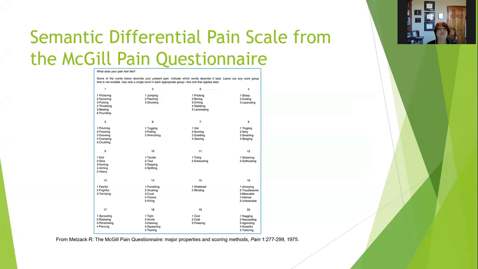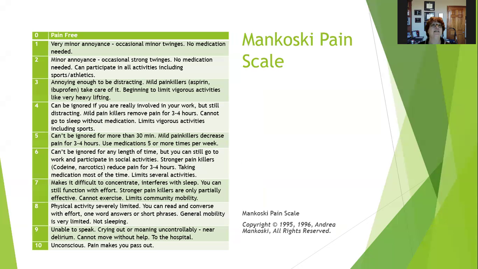The semantic differential pain scale from the McGill Pain Questionnaire asks really specific questions about what your pain feels like: flickering, quivering, pulsing, throbbing, pricking, boring, drilling, hot, burning, etc. In each appropriate group, you circle the one that is appropriate to you. So that gives people a little more definition.